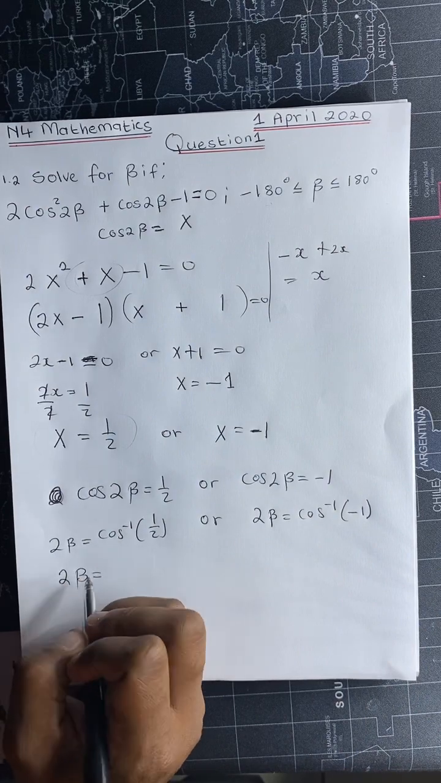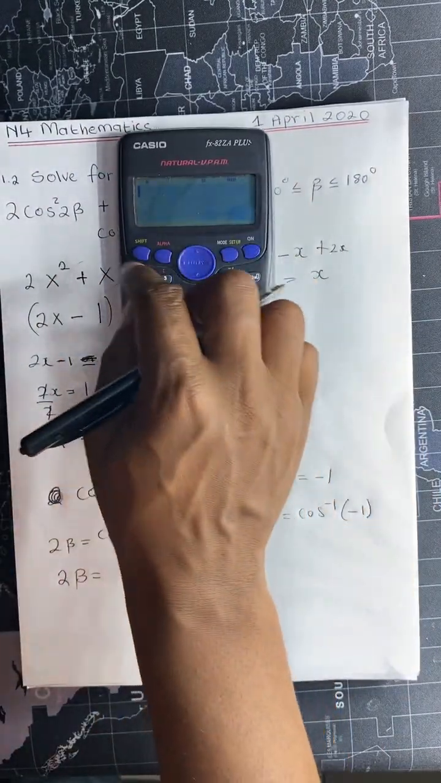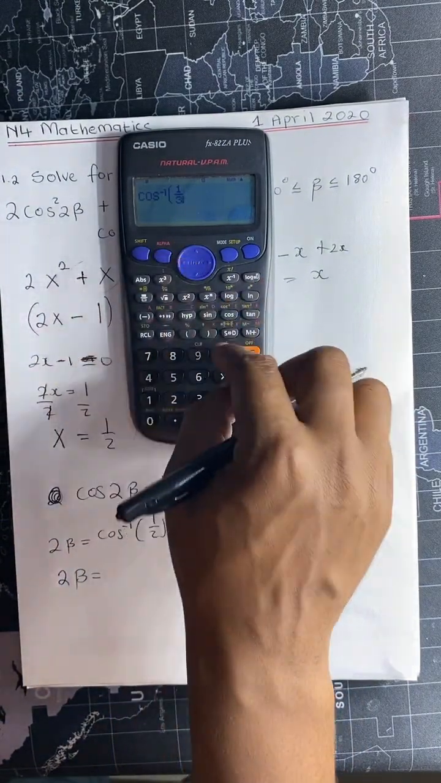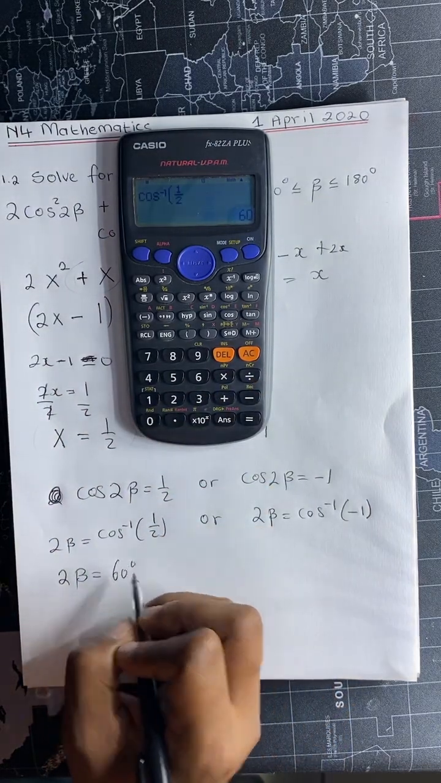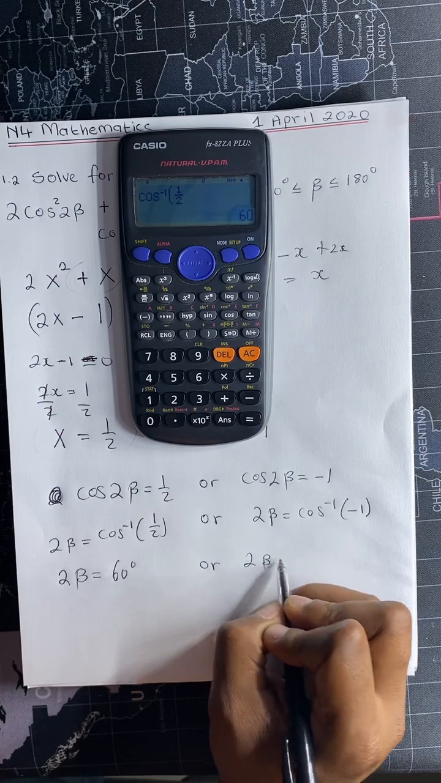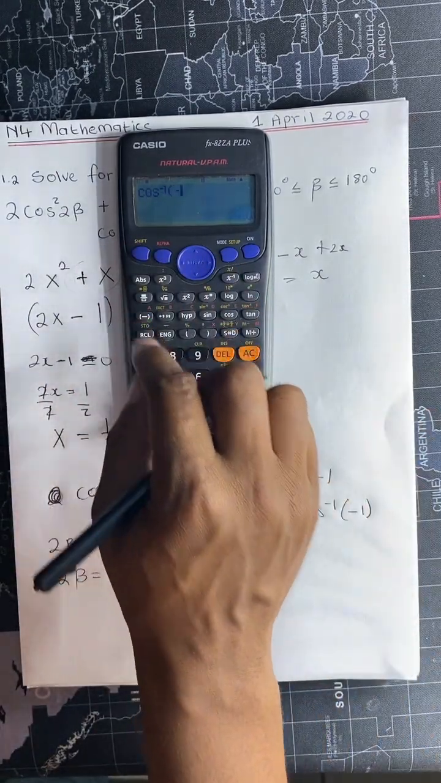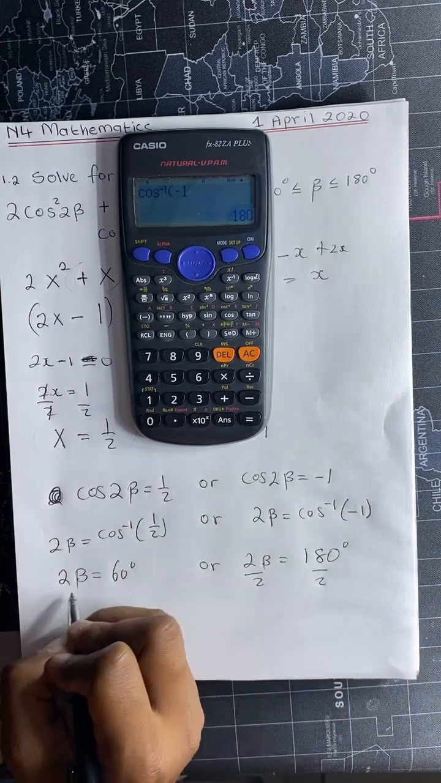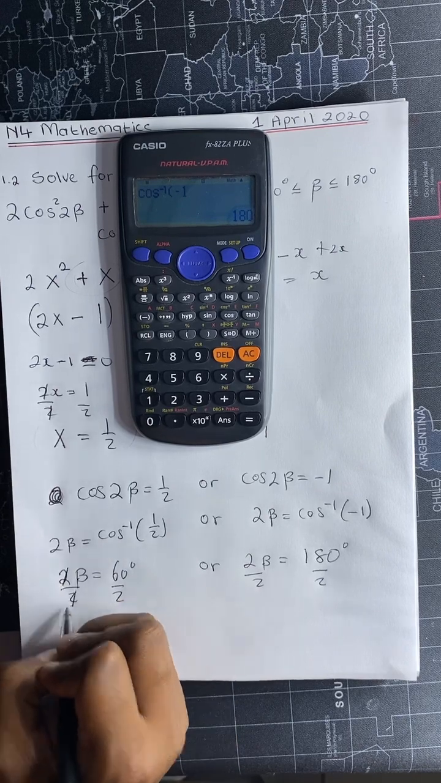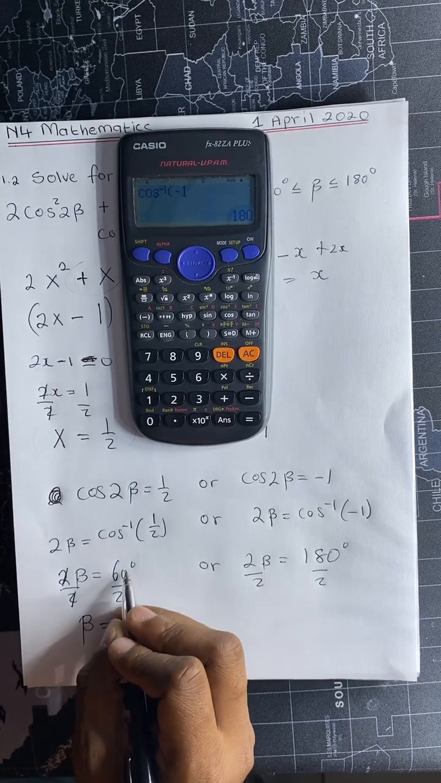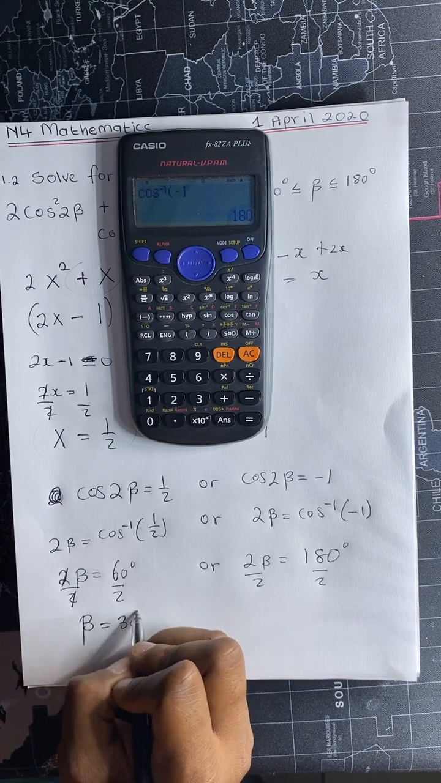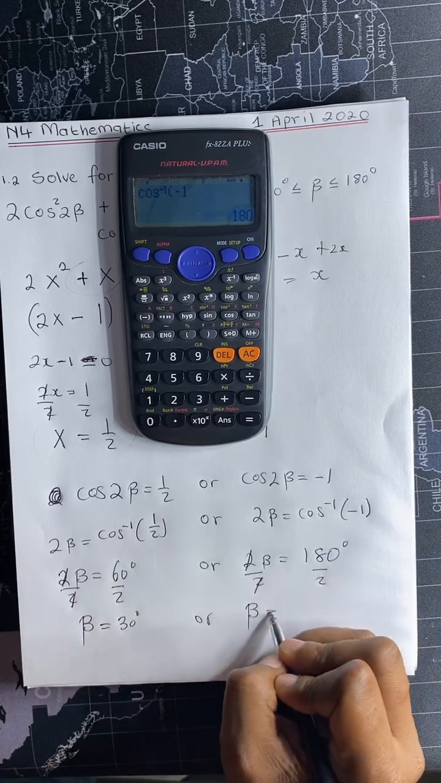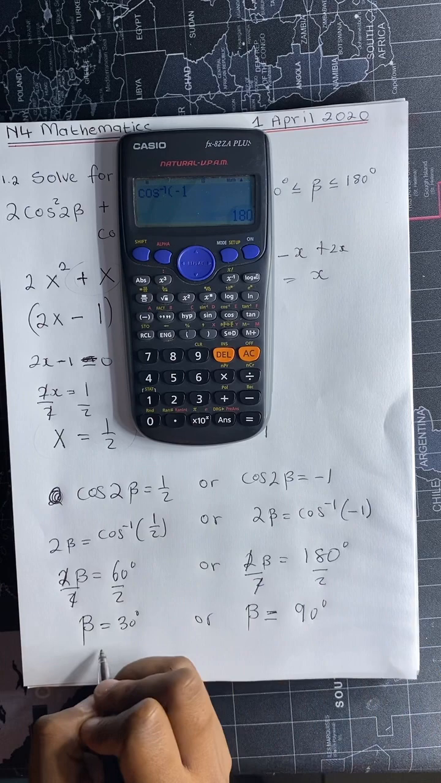So 2 beta will be equals to arc cos of 1 over 2 is equals to 60 degrees, and 2 beta is equals to the arc cos of the negative 1 will be equals to 180 degrees. So we divide both sides by 2 so that we can get beta alone. So that 2 will cancel out with that 2, and beta will be equals to 60 divided by 2, which is 30 degrees. That 2 cancels out that 2, and beta will be equals to 180 degrees over 2, which is equals to 90 degrees.